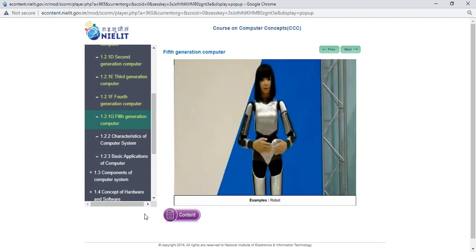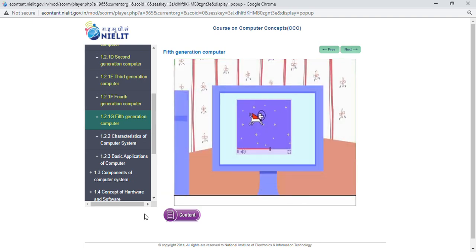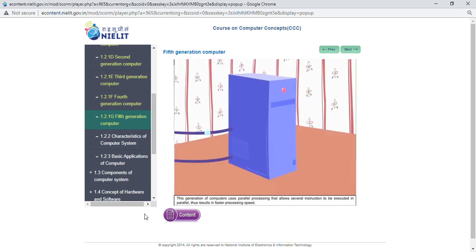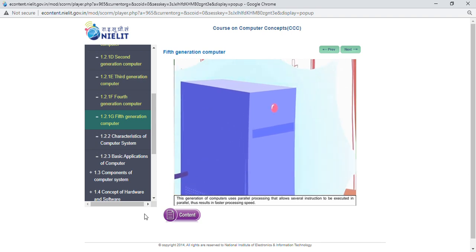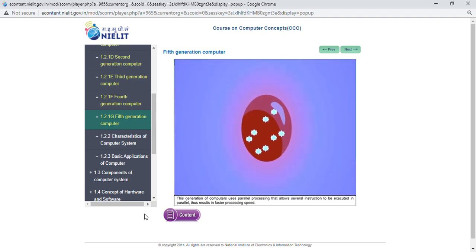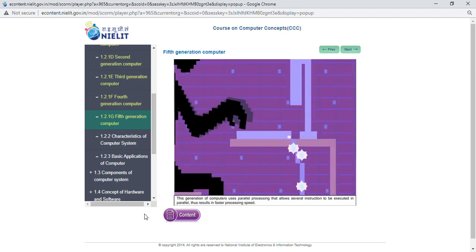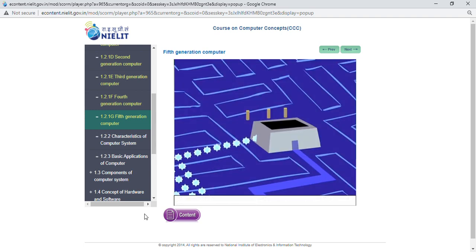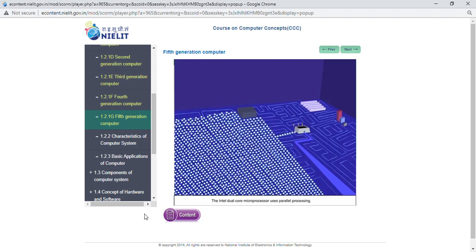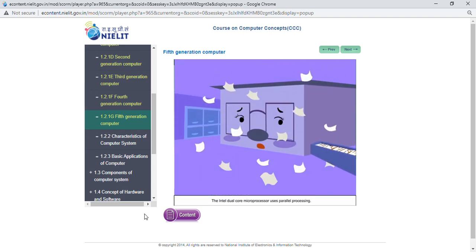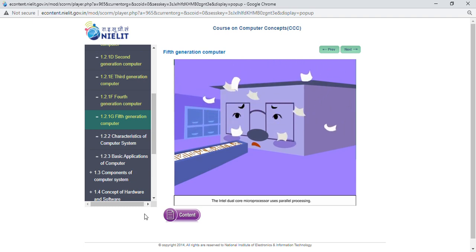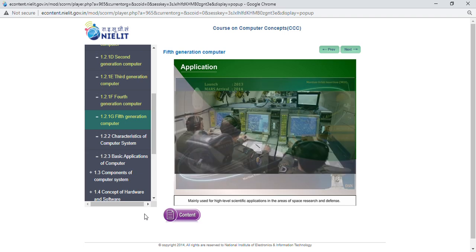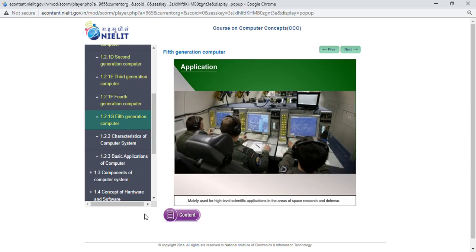Examples: robot. Applications. This generation of computers uses parallel processing that allows several instructions to be executed in parallel, thus resulting in faster processing speed. The Intel dual-core microprocessor uses parallel processing, mainly used for high-level scientific applications in the areas of space research and defense.